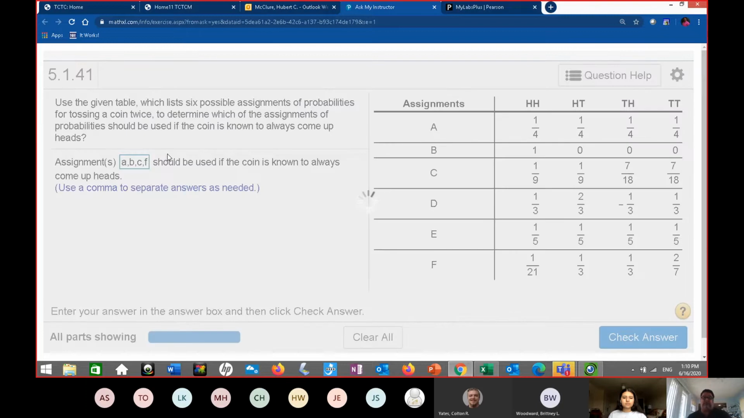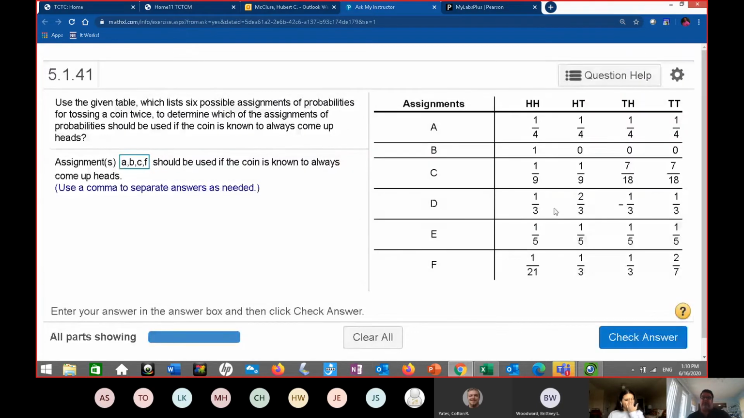Oh, I got one wrong. Must be F then, because C looks all right. 14, 16, 18. Let's check F. All right, that'll be 7 over 21, 7 over 21. That's 7 over 21, 7 over 21, 6. That's 21 over 21. Somebody check that. I think the answer is just B. Wait a minute. Oh, this is a different question. You're right.